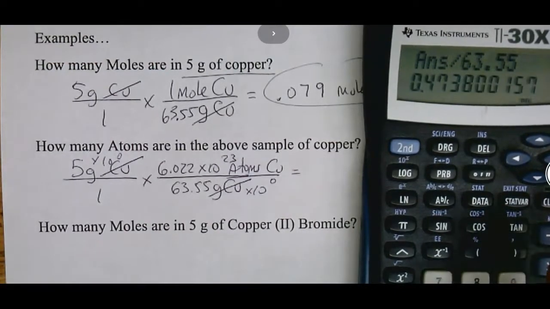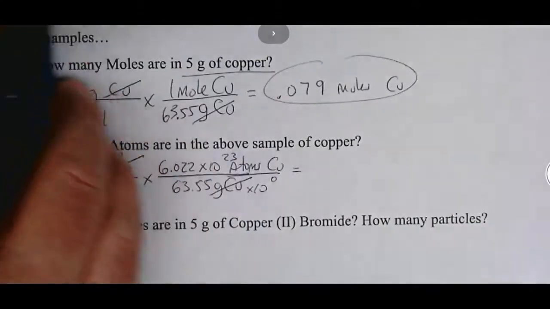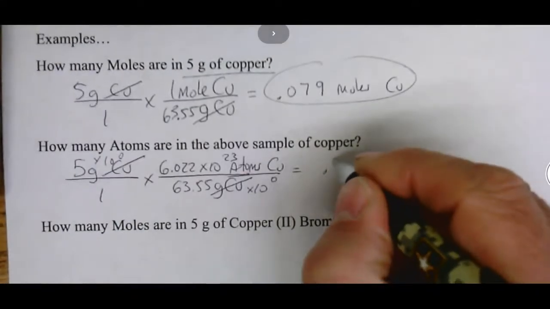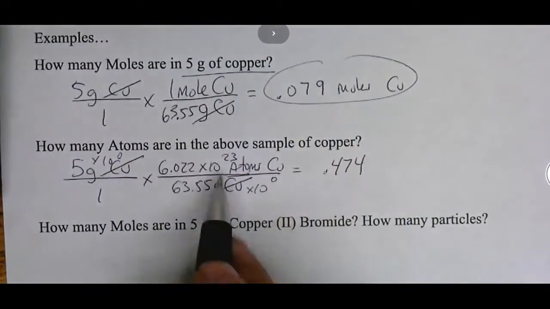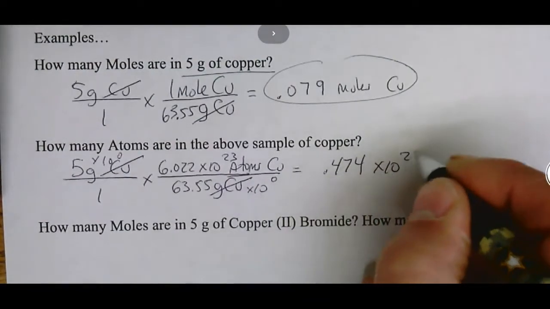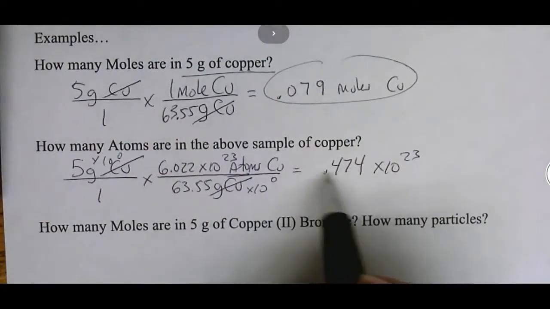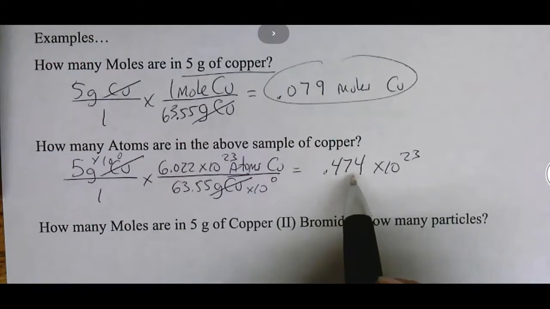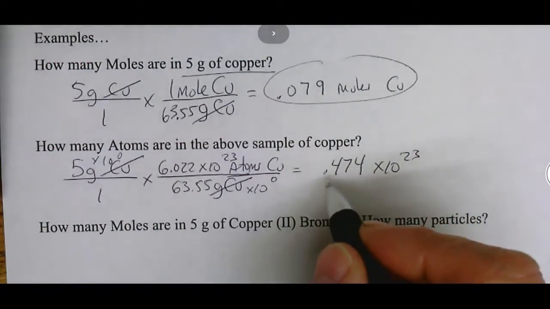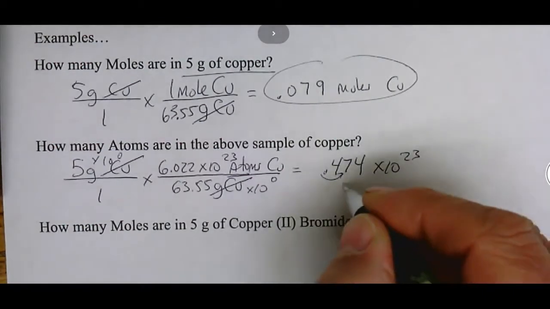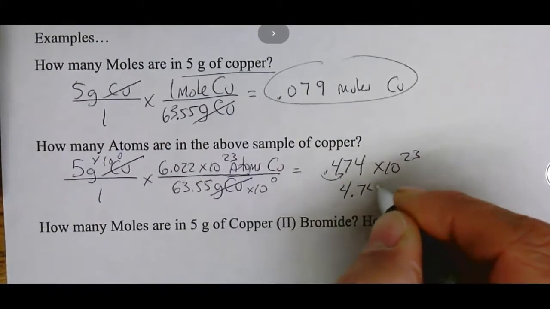Do that. And then we get 0.4738. So we're going to go 0.474. And then we got times 10 to the 23rd. But we need to have something between 1 and 10 here. So we're going to move this decimal. I'm going to make this number larger.